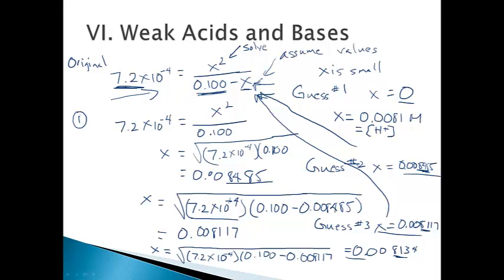Okay, don't forget, I need to find the pH, so it should be equal to the negative log of 0.0081, which will give you 2.09. Don't forget, these are the sig figs there. So if you need 2 sig figs, that should be your pH.